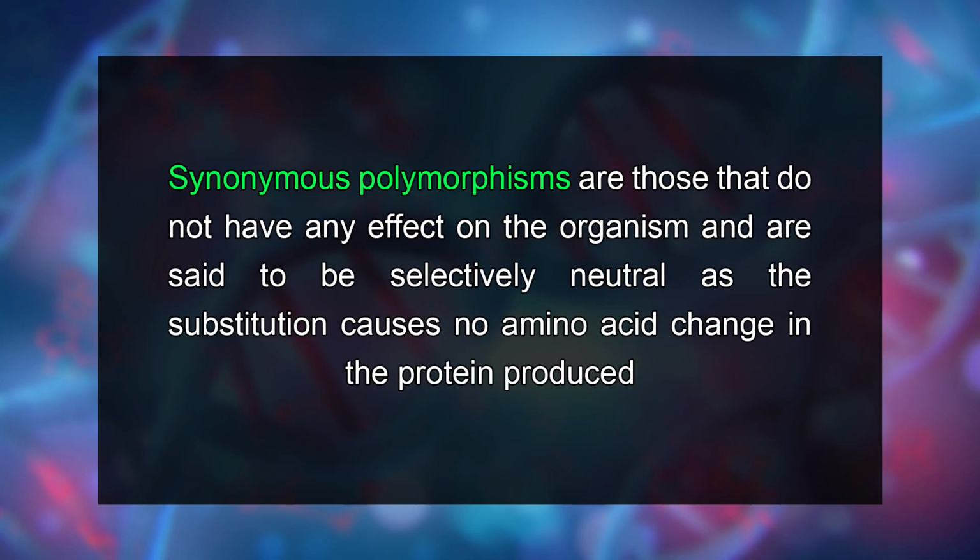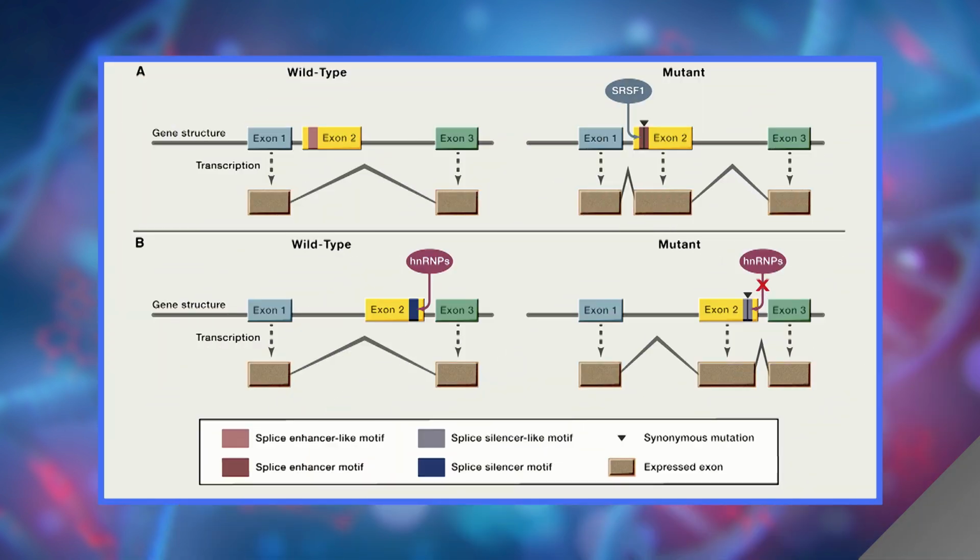This is because a change in the DNA sequences that encode proteins may have a harmful effect on the individual who carries it. Synonymous polymorphisms are those that do not have any effect on the organism and are said to be selectively neutral, as the substitution causes no amino acid change in the protein produced. This is also called a silent mutation.